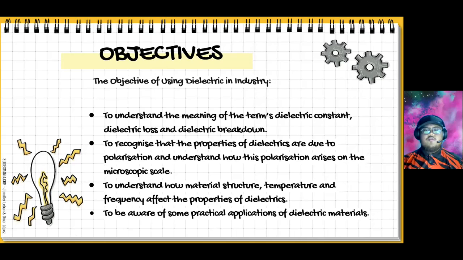Today I'm going to explain about the objective of this slide. The objective of using dielectric in industry is, first, to understand the meaning of the terms dielectric constant, dielectric loss and dielectric breakdown. Number 2 is to recognize that the properties of the dielectric are due to polarization and understand how this polarization varies on the microscopic scale. Next is to understand how material structure, temperature, and frequency affect the properties of dielectric. Next is to be aware of some practical applications of dielectric material.